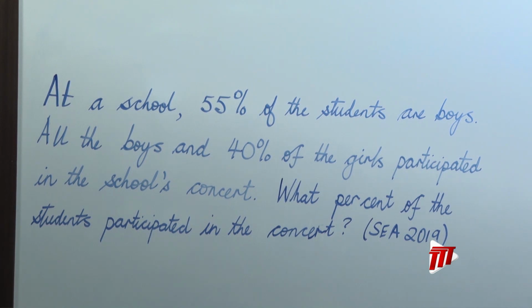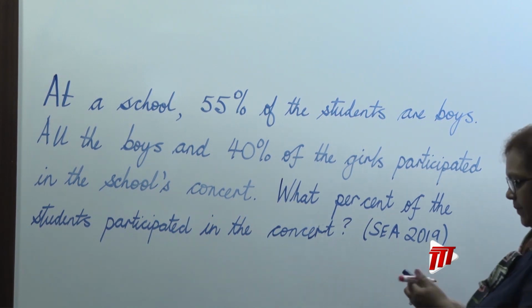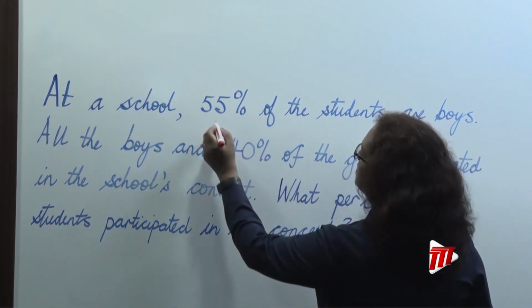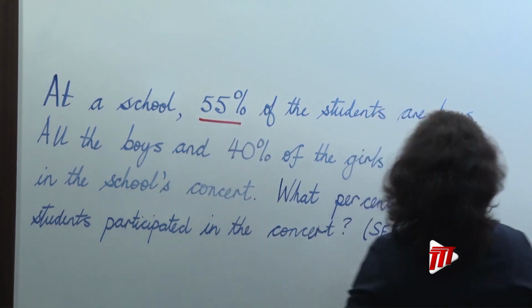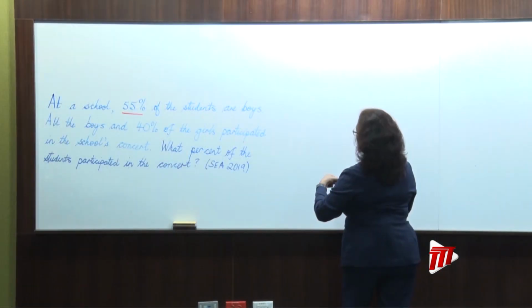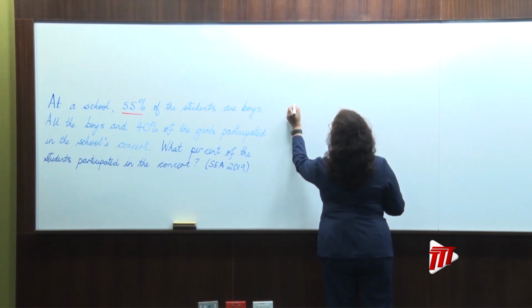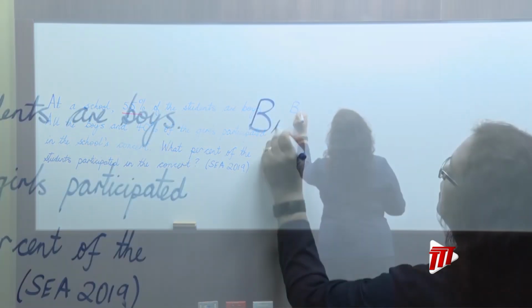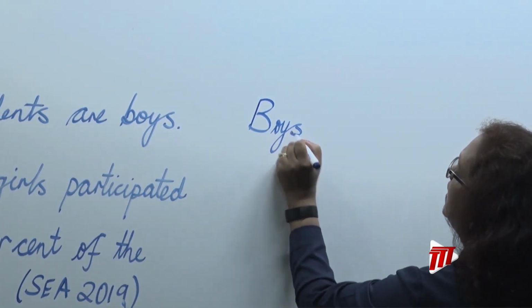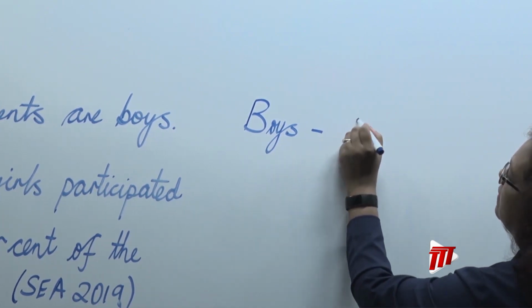So again, we are going to examine our problem, see what information is given, and see what we are being asked to find. If we look at the first sentence, we were told that at the school, 55% of the students are boys. So I'm going to write that. So the percentage of boys is 55.